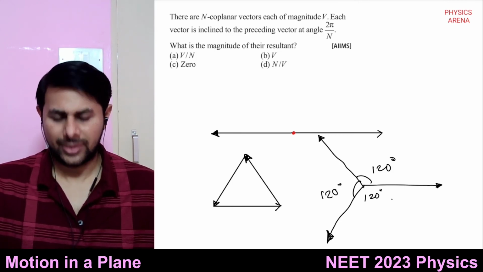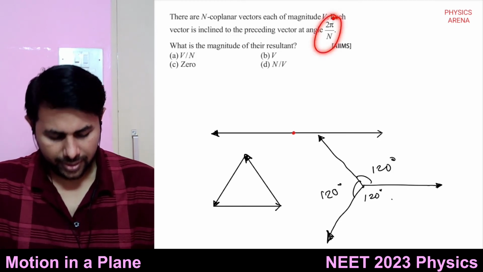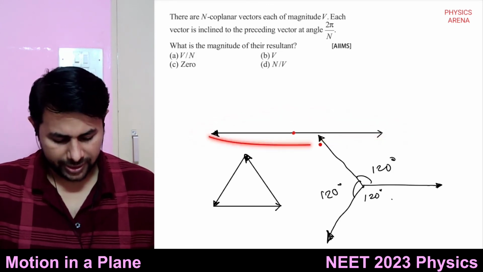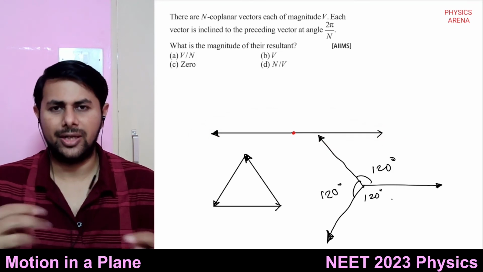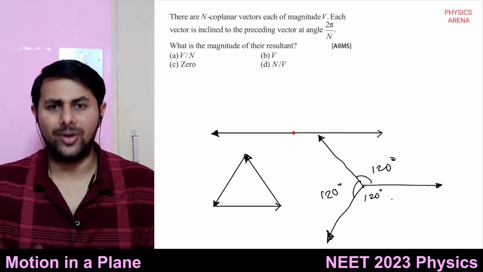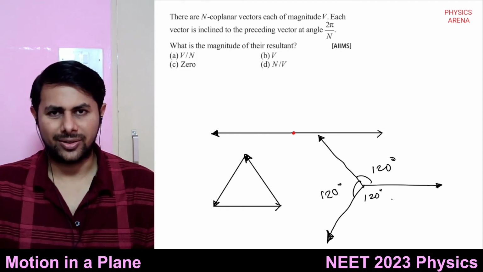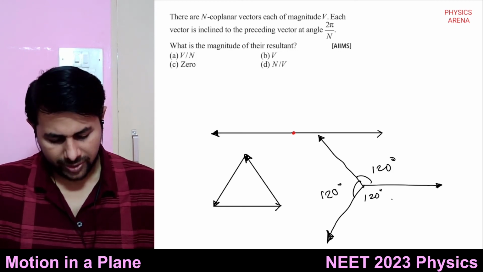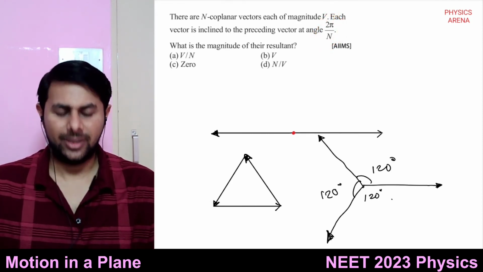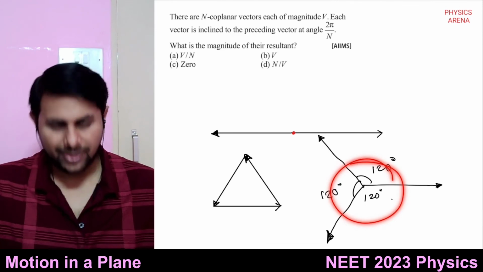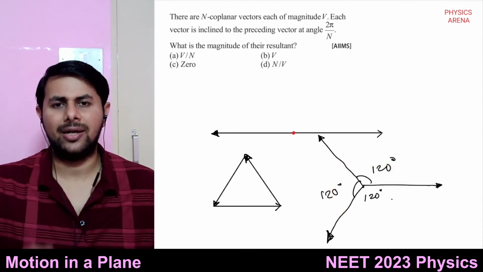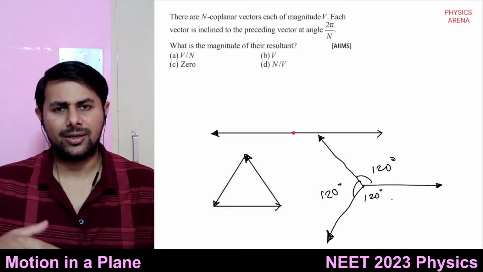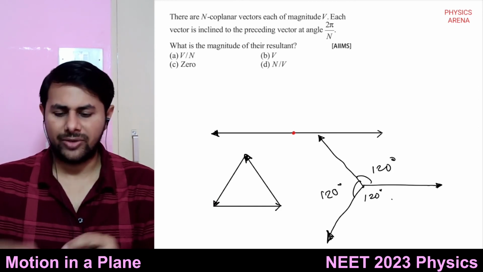So, 2 onwards, excluding this case of 2, if n is equal to 3, 4, 5, anything, you will get a polygon. The vectors in that polygon are aligned with respect to each other with the angle 2 pi divided by n. So what you are actually doing is dividing the total plane of 360 degrees into angles of 2 pi divided by n. If you do that and draw it like this, you will always get an n-sided polygon, so you will always reach the starting point.